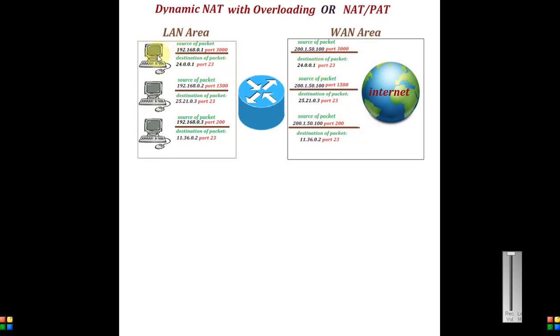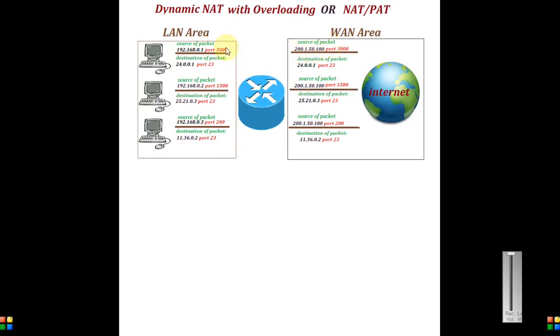Suppose the host having IP address 192.168.0.1 sends a packet from port 3000. The destination address of the packet is 24.0.0.1, port 23. It wants to telnet; port 23 means telnet to the address 24.0.0.1. And in the WAN area, you will see that the serial interface of the router which is connected to the internet is a source of the packet.